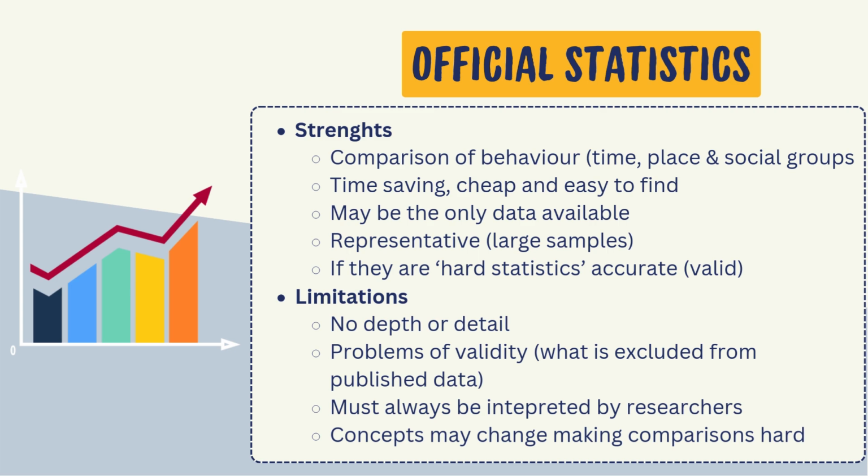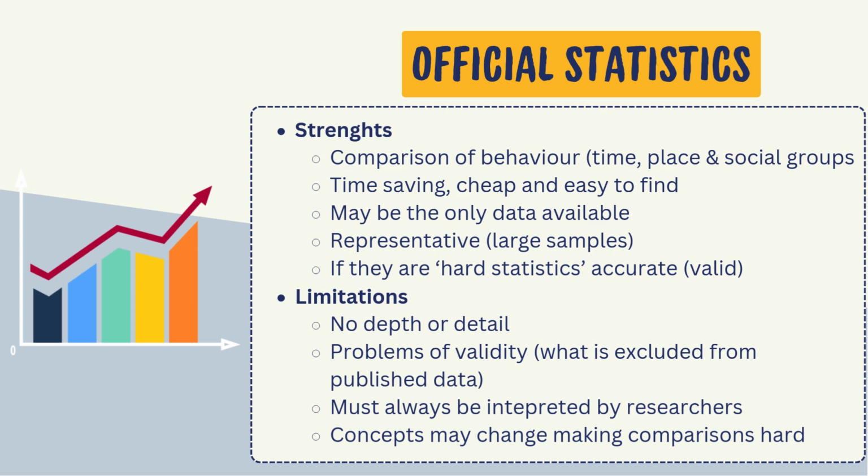They might indicate marriage is increasing, for example, but they don't actually explain why. There are also problems of validity, like what is excluded from published data. Whilst the method is not exactly invalid, if the researchers don't publish all the results they find, which might be the case, then there would be problems of validity. And that would be mainly the case with governments.